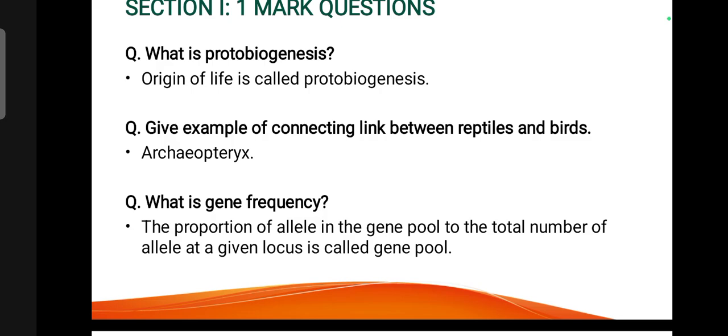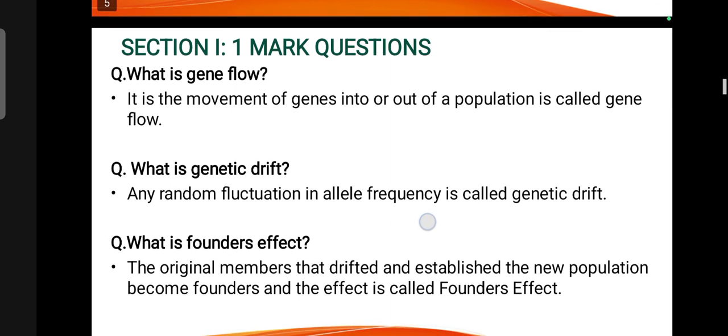Give example of connecting link between reptiles and birds. Archaeopteryx. What is gene frequency? The proportion of an allele in the gene pool to the total number of alleles at a given locus is called gene frequency. What is gene flow? It is the movement of genes into or out of a population. What is genetic drift? Any random fluctuation in allele frequency is called genetic drift. What is founder's effect? The original members that drifted and established the new population become founders, and this effect is called founder's effect.